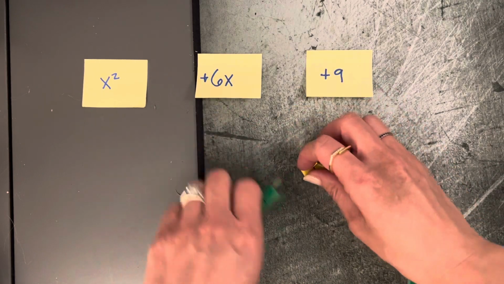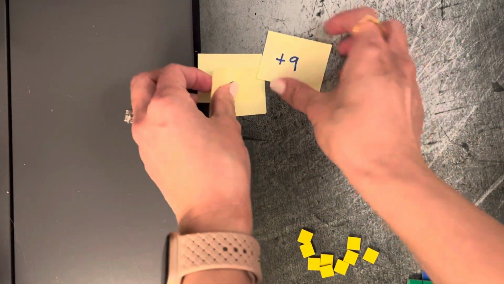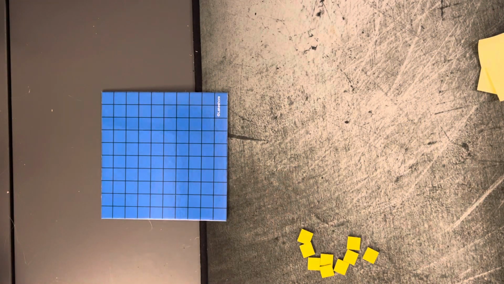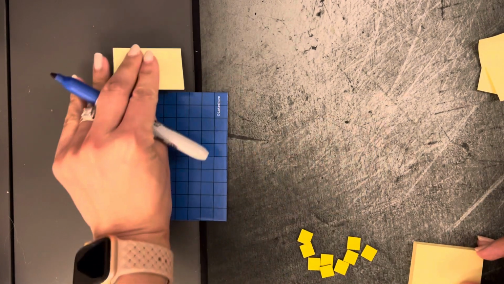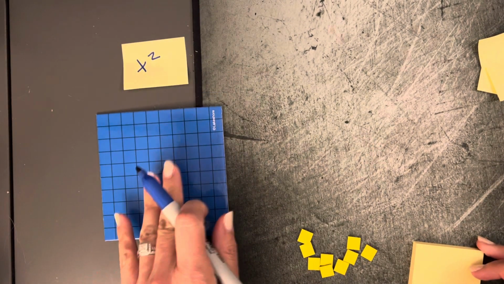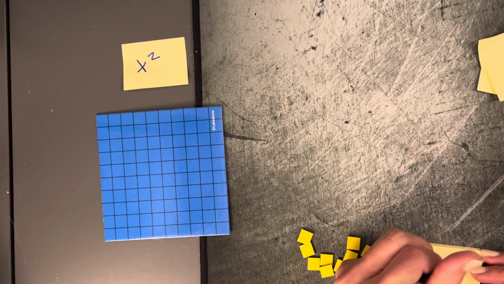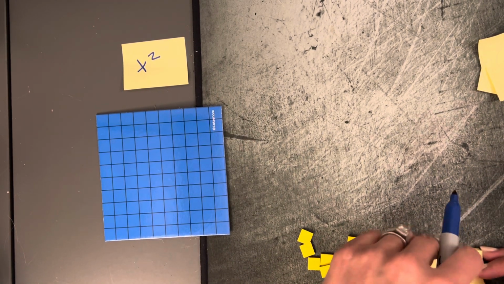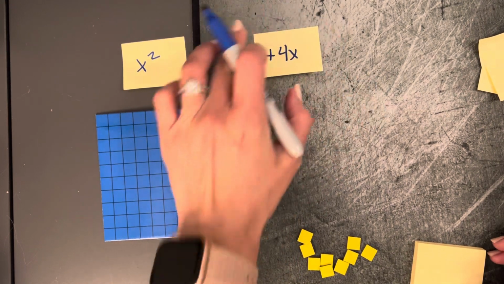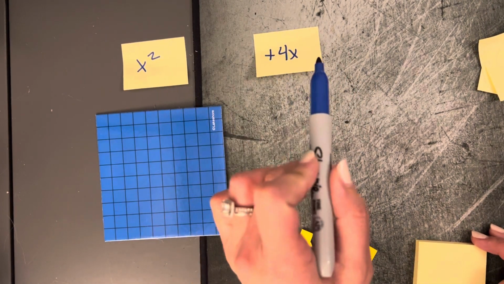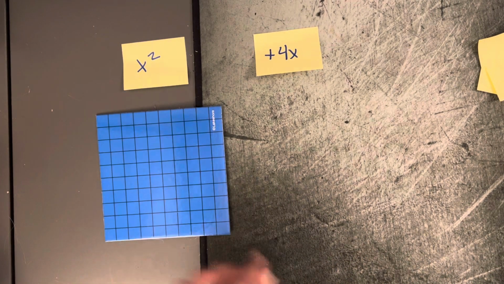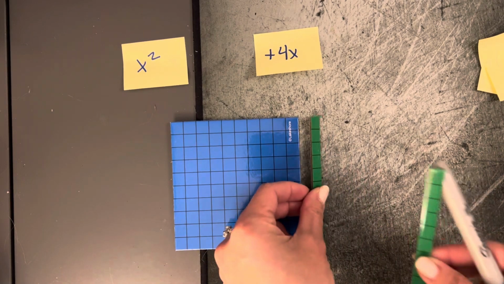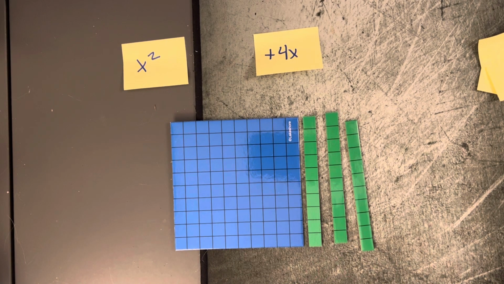So let's look at another example. If, for example, let's take this away, I have x squared, okay? So let's label that here so you can see the connection to the equation, right? So if I have x squared plus 4x, right? So I have x squared plus 4x. So 1, 2, 3, 4.